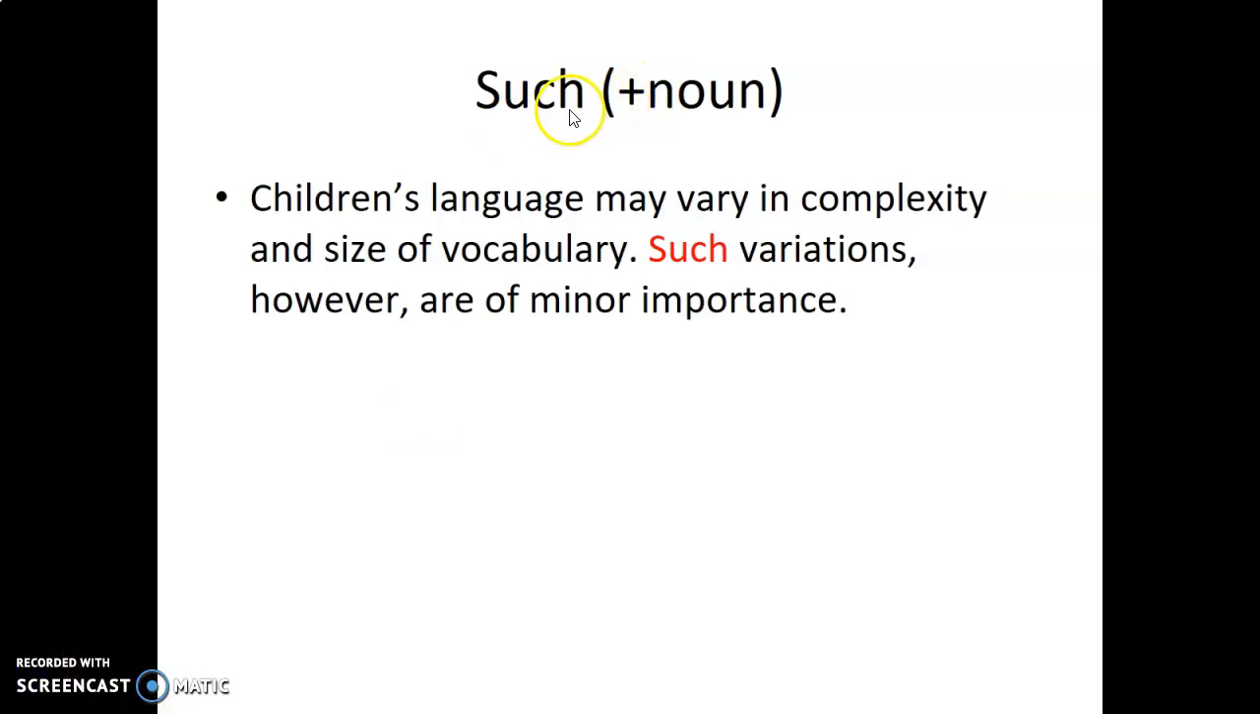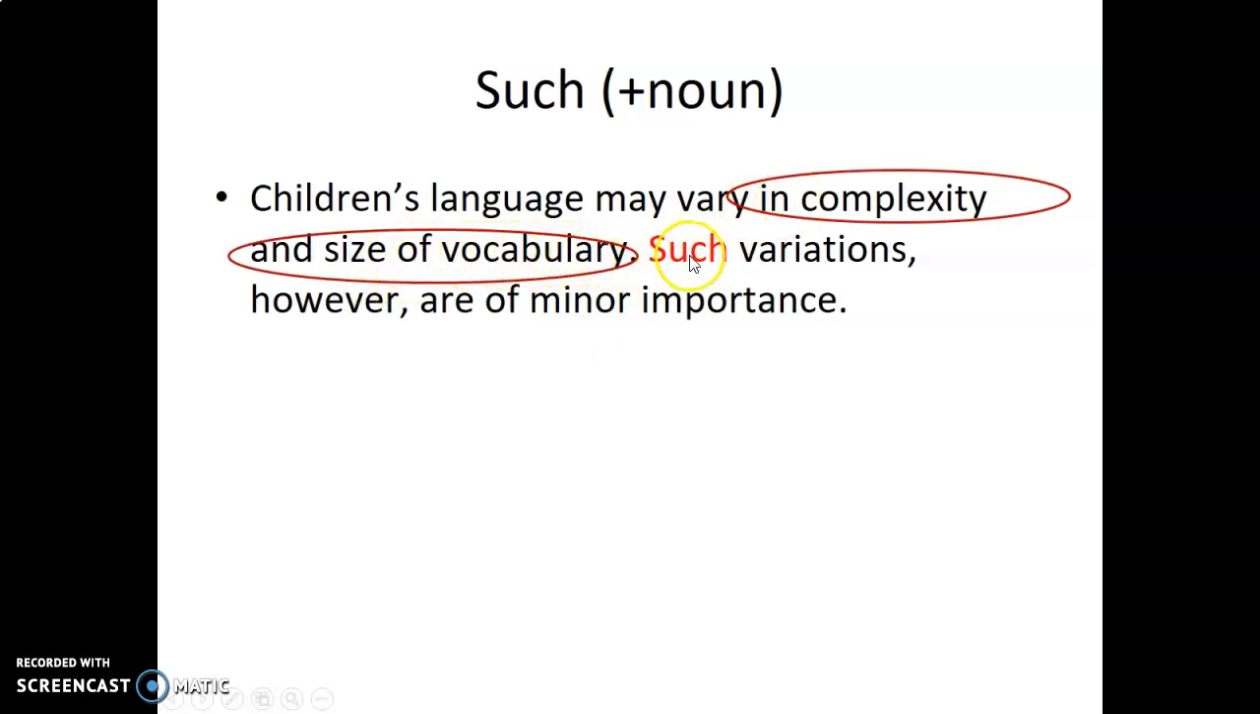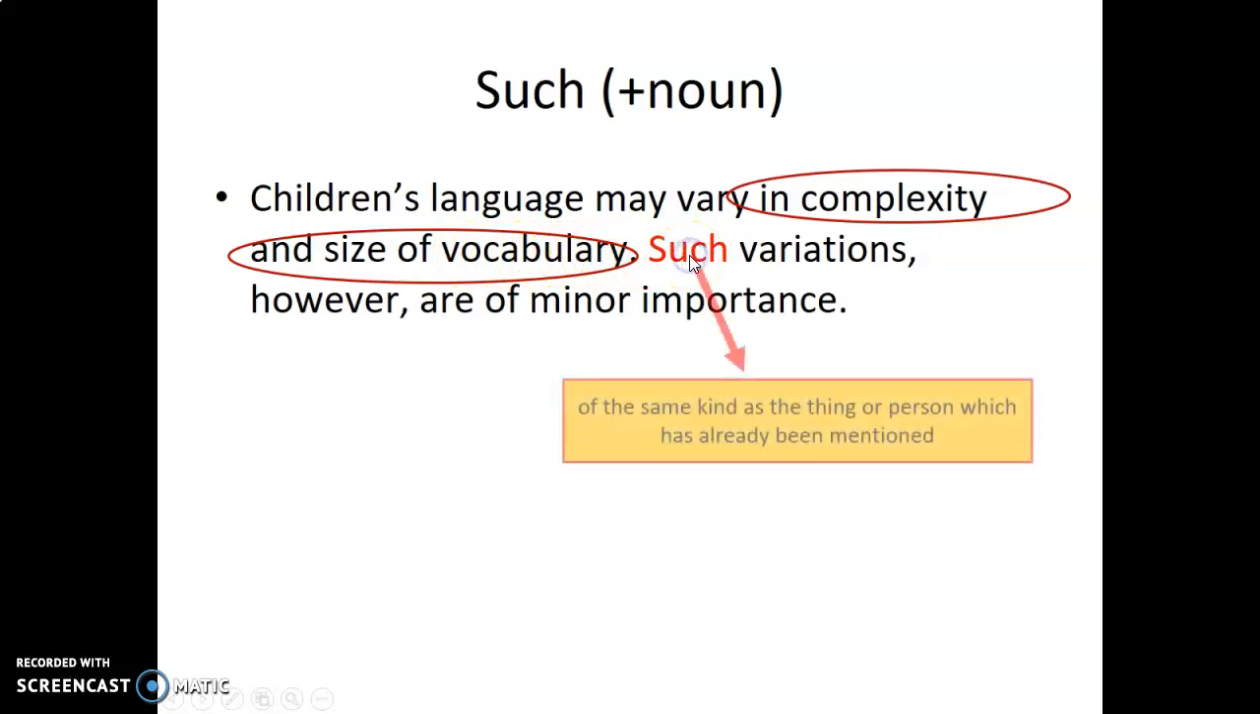Such plus noun is another important reference. Children's language may vary in complexity and size of vocabulary. Such variations, however, are of minor importance. So what does such mean in this context? In complexity and size of vocabulary. So such means a word of the same kind as the thing or person which has already been mentioned. So in this case, such means variations that are similar in complexity and size of vocabulary. Okay?